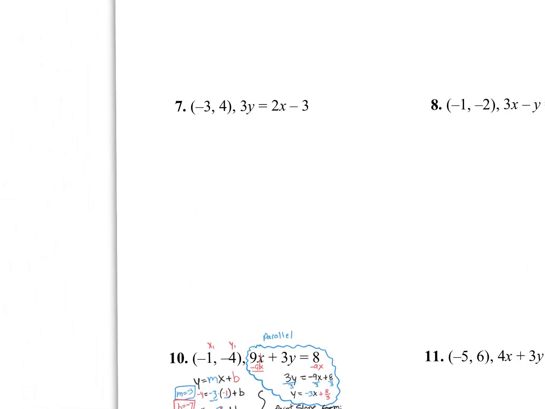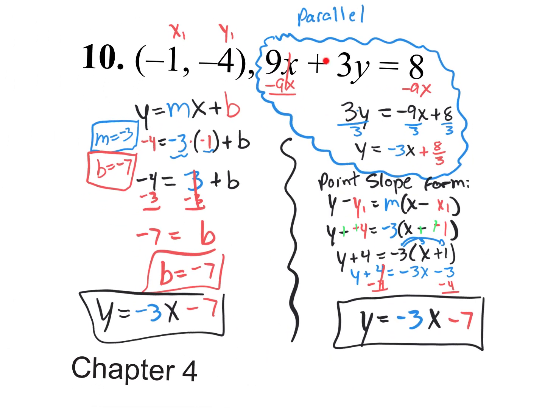But on the one we just did, it was not in slope-intercept form. On the one we just did, that was in standard form. So you had to work with it first to get y by itself so you could actually see the m value. And then you could be like, okay, parallel means same slope, so my slope is -3 also.